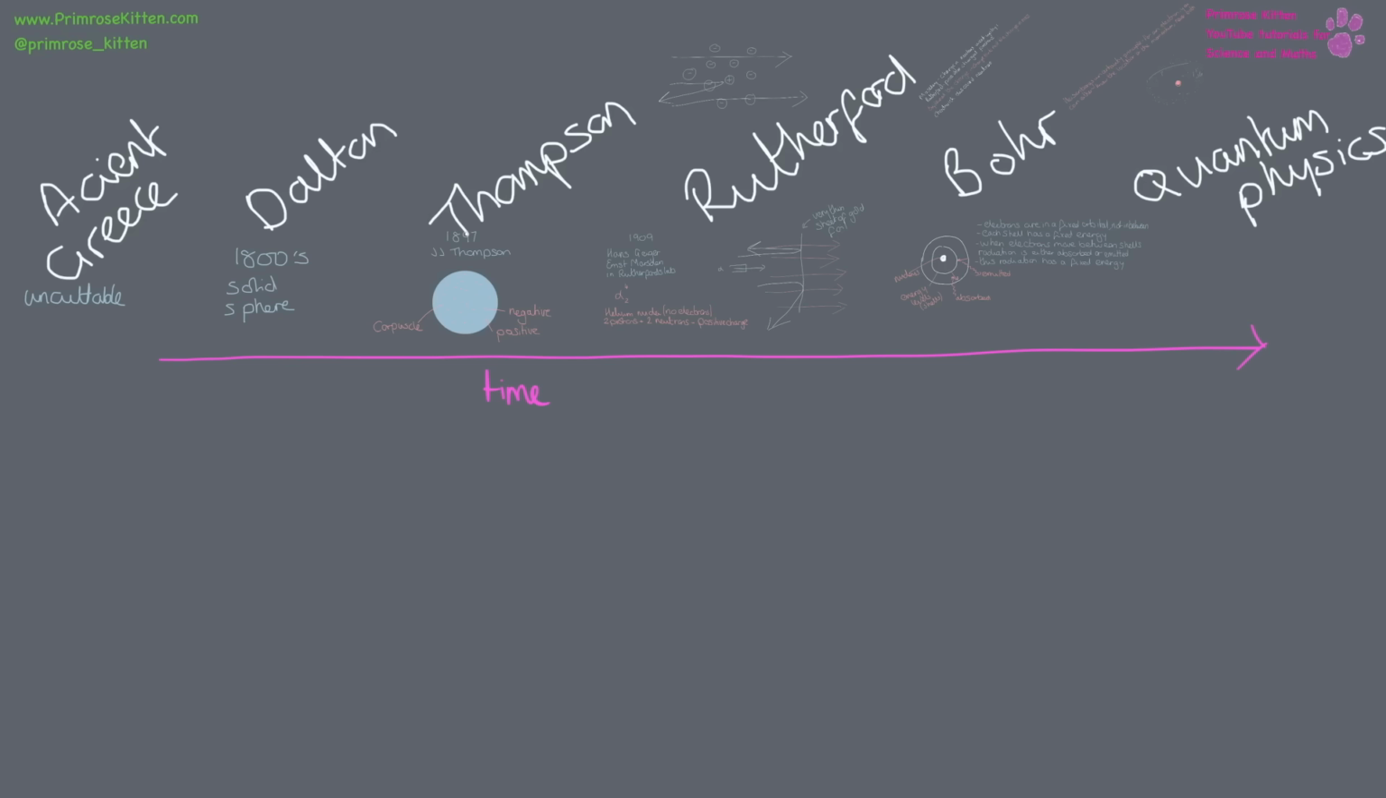The model of the atom has changed quite a lot over time. You don't need to know all the details of this, you need to know that Rutherford was responsible for discovering the nucleus and protons, that Chadwick discovered neutrons, and that Bohr developed our current model.